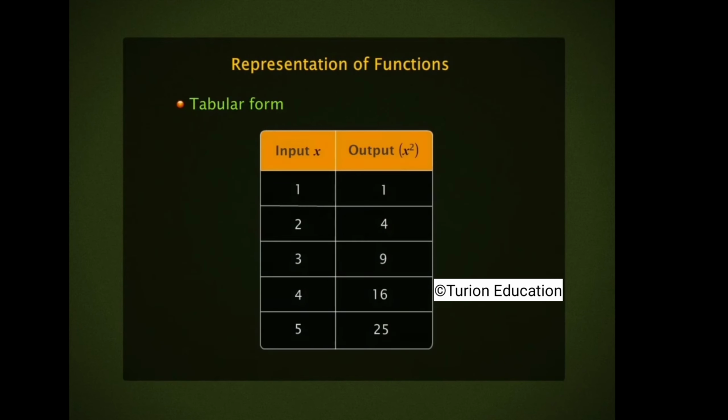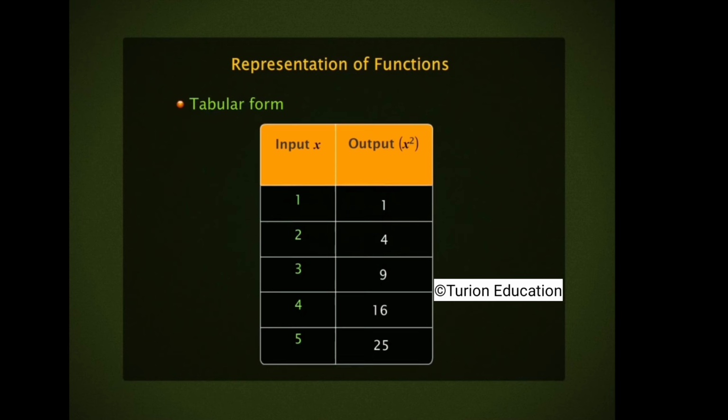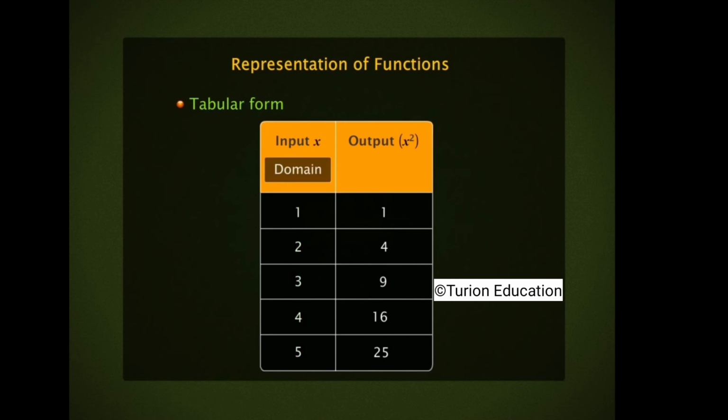In the tabular method, a function is a pair of values shown from the left-hand to the right-hand column. Notice that no value is repeated in the first column. The set of values in the first column indicates the domain of the function, and the second column gives the range.